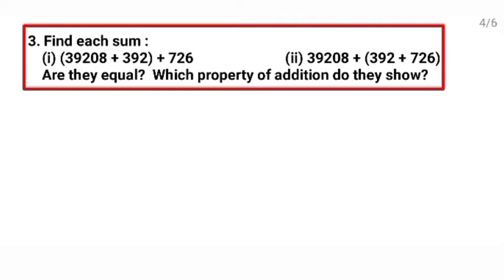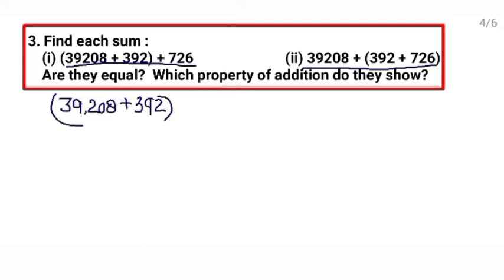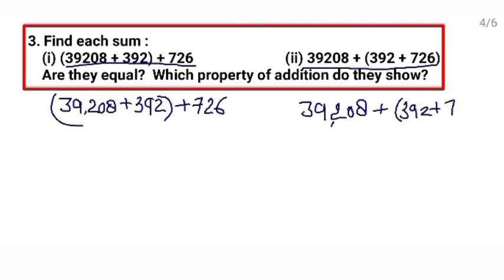Next, find each sum. Firstly, we will add this and then this. So solve it. 39,208 plus in bracket 392 plus 726. On the other side, this is 39,208 plus in bracket, this is 392 plus 726. If you have observed, on both the sides the numbers are the same, just the grouping is different. Only the groups are different, the numbers are the same.